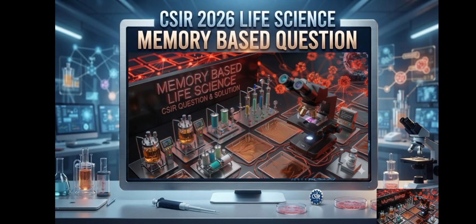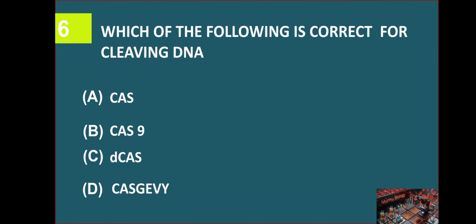Good morning, and we were discussing CSIR NET Life Science memory-based questions. One of the questions was: which of the following is correct for cleaving DNA? The options were Cas, Cas9, dCas, and CasGV.